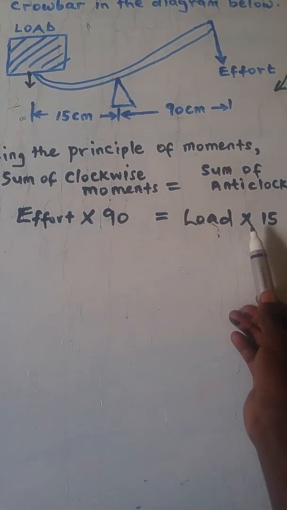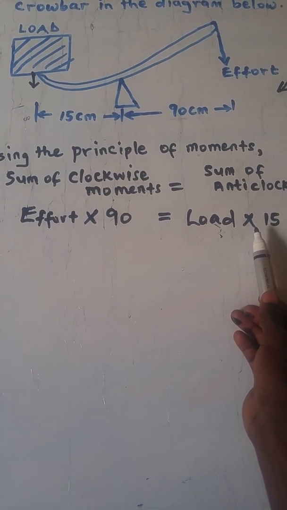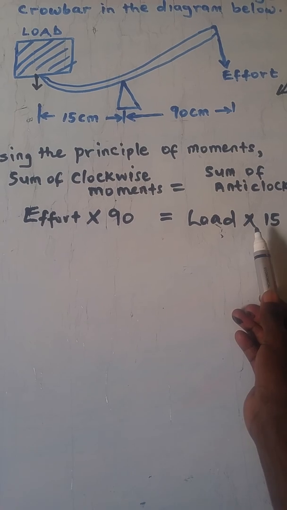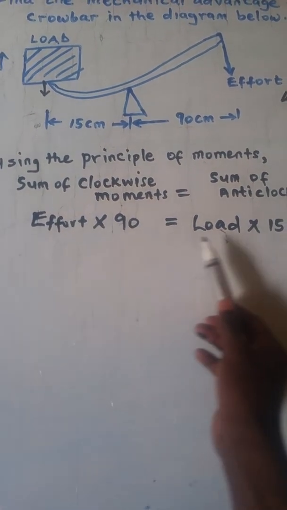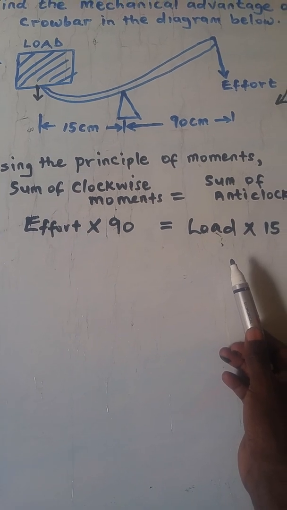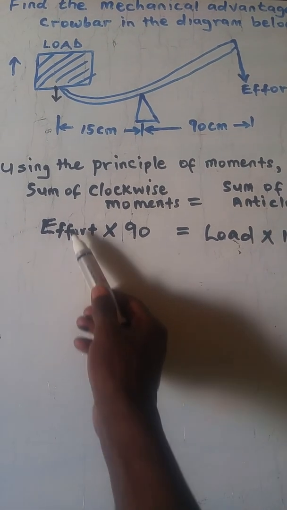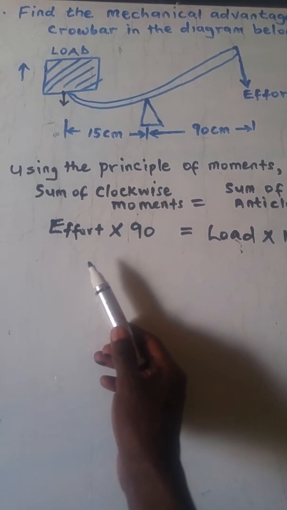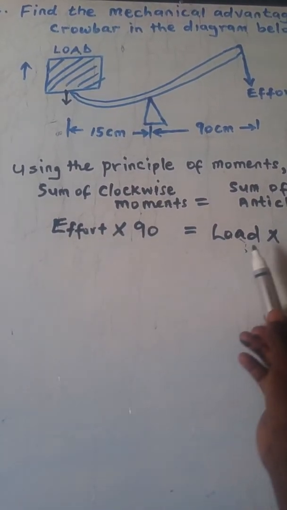This is also multiplication. The opposite of multiplication is division. So we are going to divide. How are we going to divide? We want this effort to go this way so that it will be load over effort. When you bring this load this way, it will be effort over load. And yet we want mechanical advantage to be load over effort. So we want this effort to cross this way.